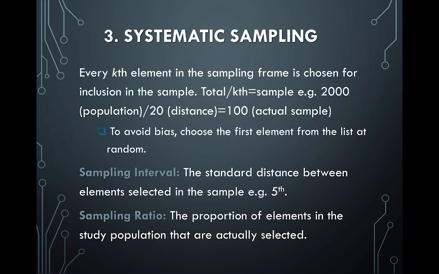But there are some little ways that bias can sneak in. So here, the sampling interval, that's the distance between elements, right? If it's every 5th or 10th or whatever. And then there's the sampling ratio, and that's the proportion of elements in the study population that are actually selected.